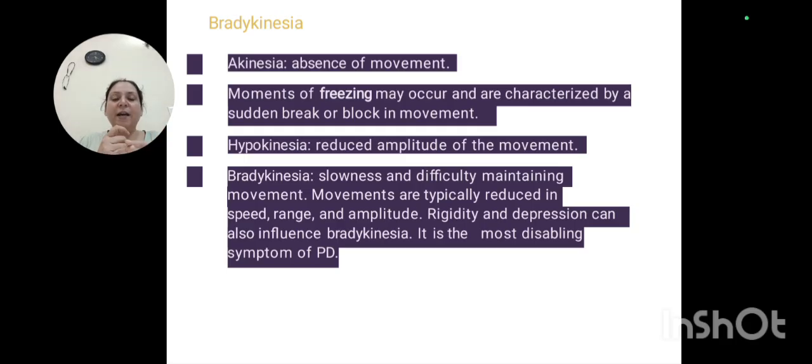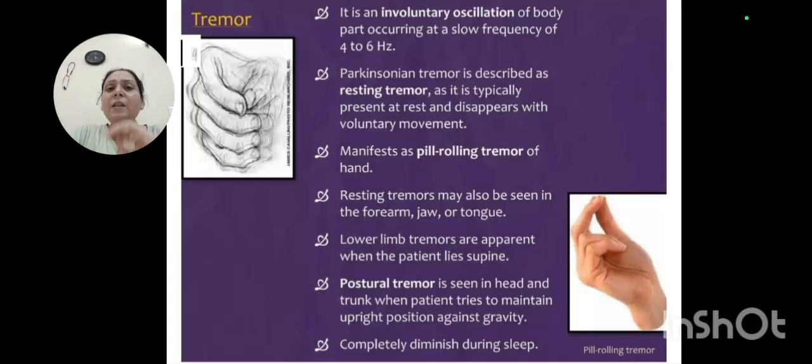You can have bradykinesia, akinesia, hypokinesia, or freezing episodes. All these terminologies come under the same heading, like slowness of movement or absence of movement. The third sign, which is very important, is tremors.